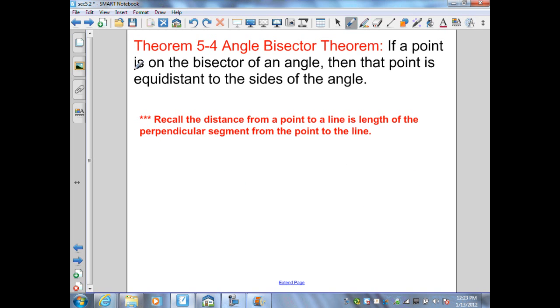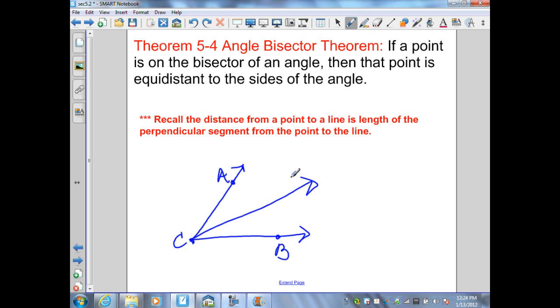If a point is on the bisector of an angle, so I can quickly create an angle. I can label it A, C, and B. And we are having an angle bisector, so I'll create an angle bisector. And I have a point on the angle bisector. I can call that point K. And the theorem states if a point is on the bisector of an angle, then that point is equidistant to the sides of the angle.